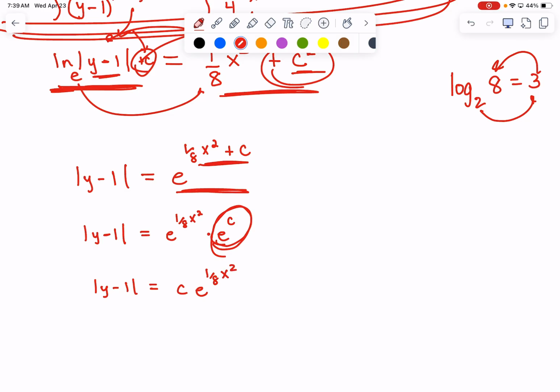Now you can plug in your (0, 1) and figure it out. Oh, still times c? Yep, times c, whatever this is. I'm just calling it c. I just put it out front. Might as well just put it out front.